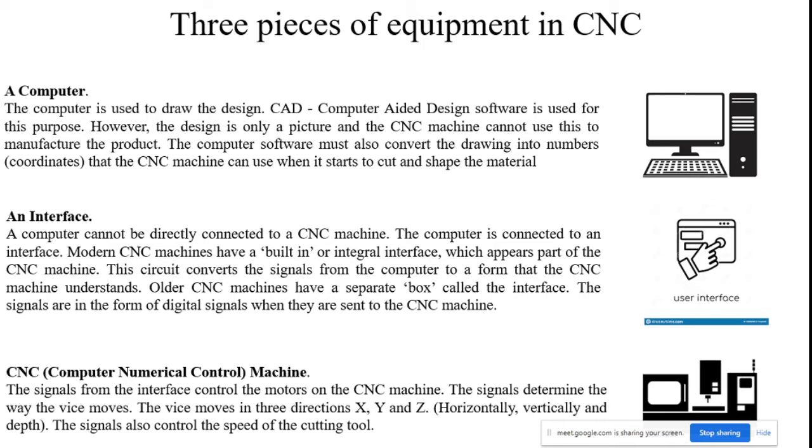Finally, the equipment is named the CNC machine. Here, what is CNC? Computer numerical control. The computer generates the initial manufacturing information. After that, the interface is used to transfer the computer-generated data into data understandable by the machine. So the computer numerical control machine gathers the signals from that interface. The signals determine the way the machine moves, and the machine responds to those interface signals.